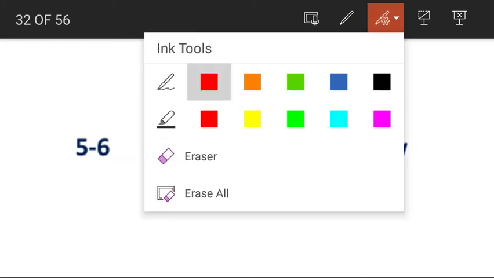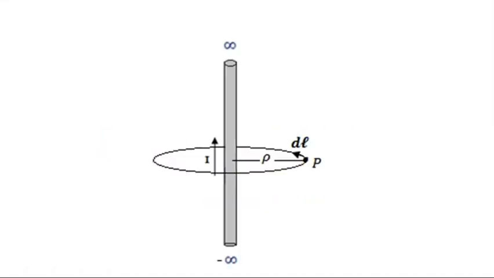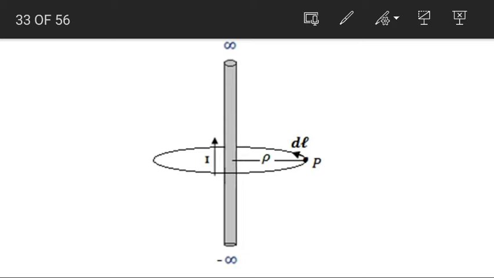Ampere's circuital law. We consider a conductor which extends from minus infinity to plus infinity. The current in the conductor is I.